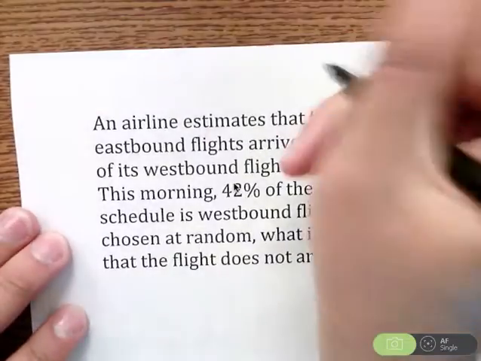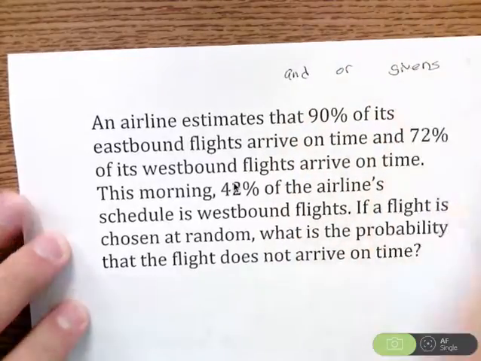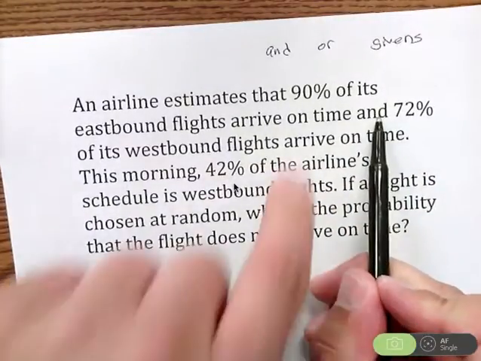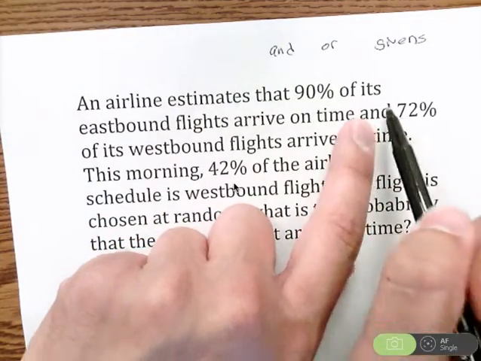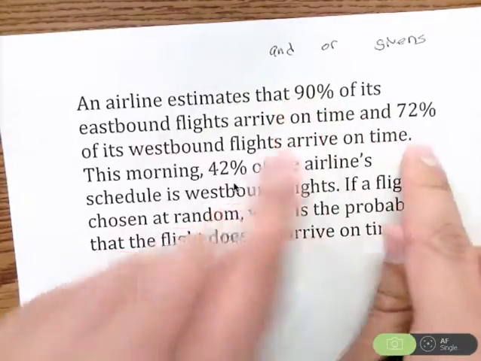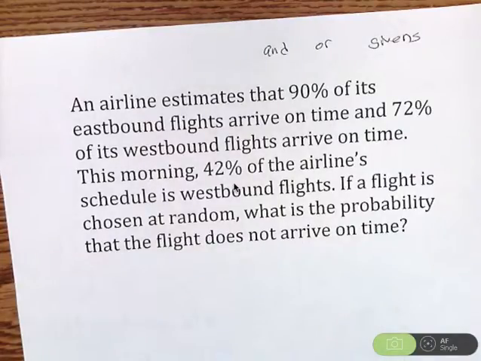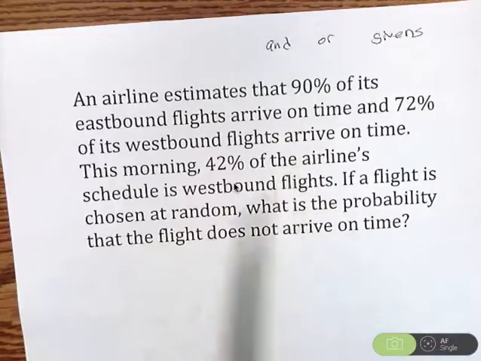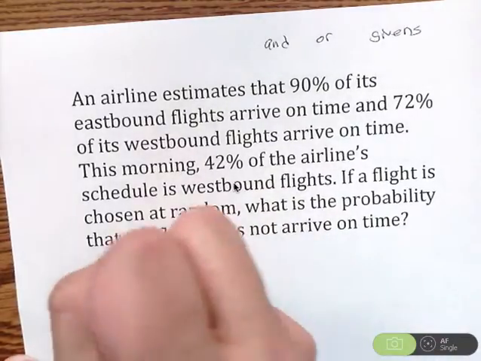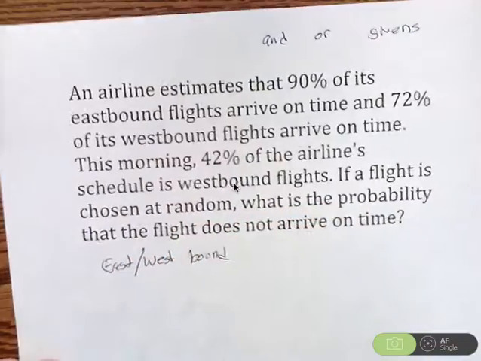On the first read through, I'm looking for ands, ors, and givens. I'm not seeing that. Yes, there's an and here, but it separates two different probabilities: 90% of its eastbound flights arrive on time is a probability, and this and separates those two probabilities. So I'm not seeing and, or, given. I do want to pick out what exactly is going on. What is paired together? Eastbound flights arriving on time, westbound flights arriving on time. So east and westbound is one thing I'm seeing.